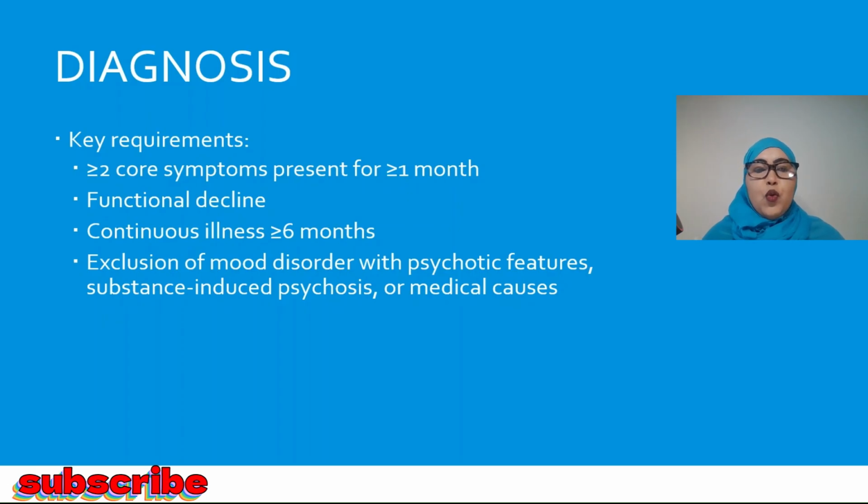You have two or more core symptoms present that have been with the patient for 1 month or more. The person has a functional decline. They continue being ill for six months or more, and this is not a mood disorder. This illness is not substance-induced psychosis, and this illness is not medically caused. Then that is when you diagnose schizophrenia.